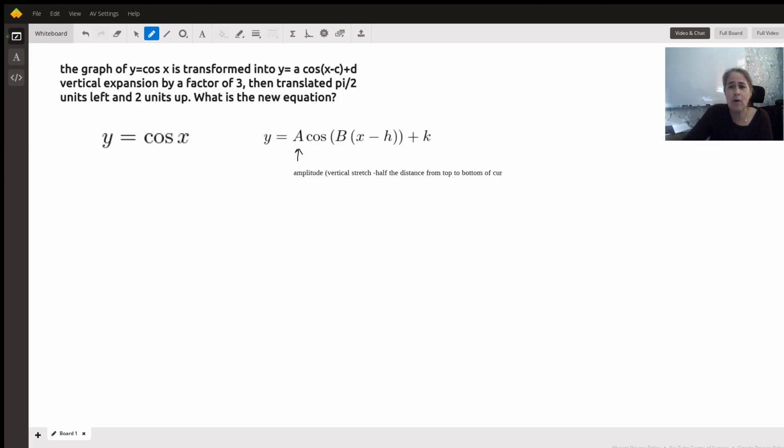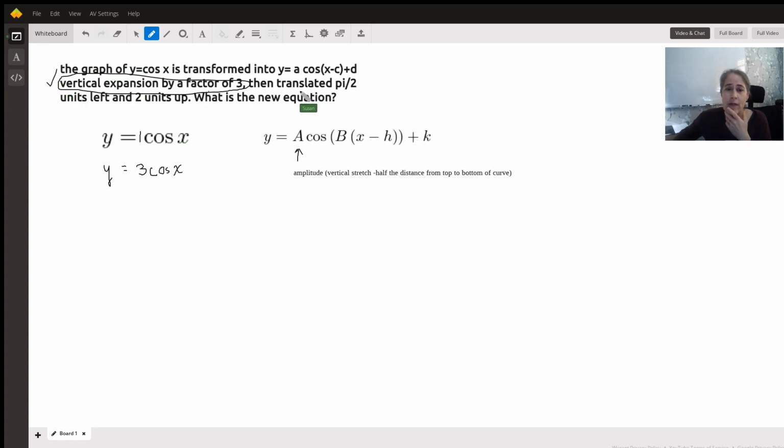The problem tells you that it has a vertical expansion by a factor. A factor means it's multiplied, so that's a clue that A is multiplied by a factor of 3. So it's going to become 3 times as wide vertically. Normally A would be a 1, so there's a hidden 1 there. We multiply that by 3 to indicate the vertical stretch. That takes care of that one.